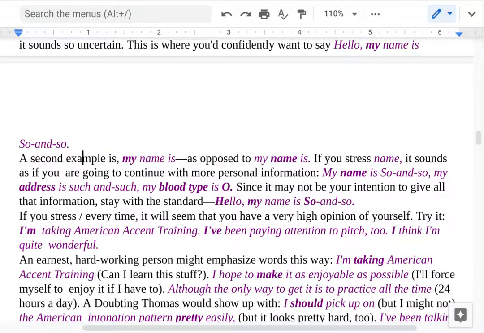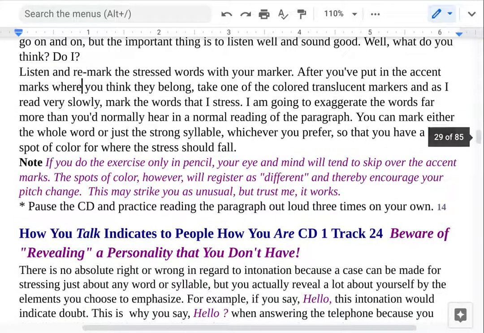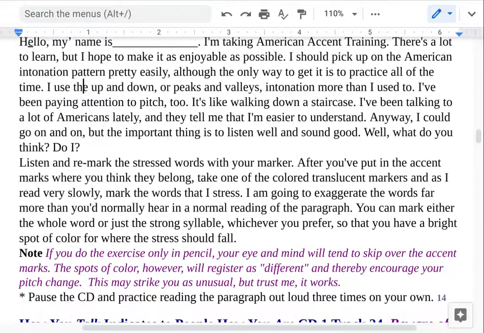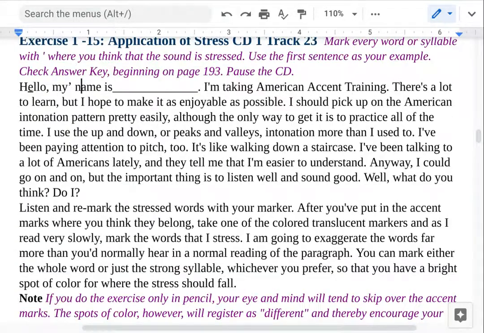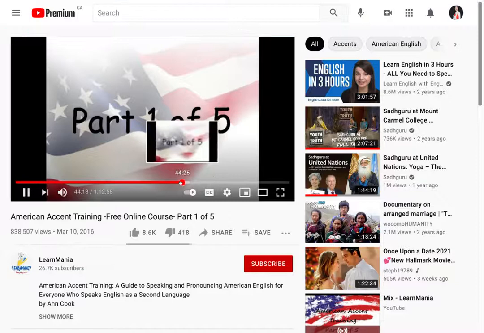I should pick up on the American intonation pattern pretty easily, although the only way to get it is to practice all the time. I use the up and down or peaks and valleys intonation more than I used to. I've been paying attention to pitch, although the only way.